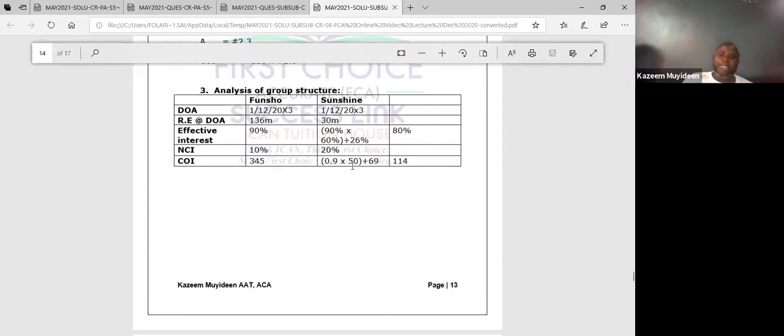Now, he paid 50. 90% of it is for the parent. 50 is at 100%. 90% of it is for the parent. Plus the 69, the cost of investment for the 26%, which he acquired through share exchange, to give him 114.